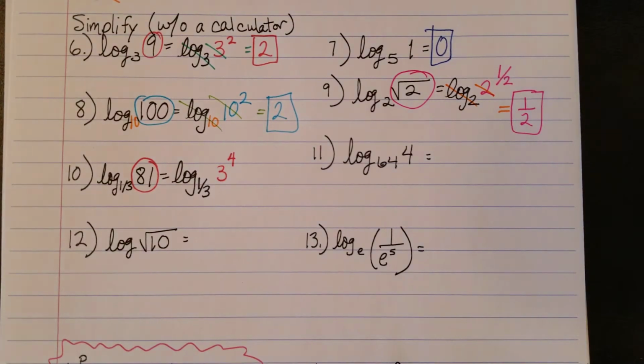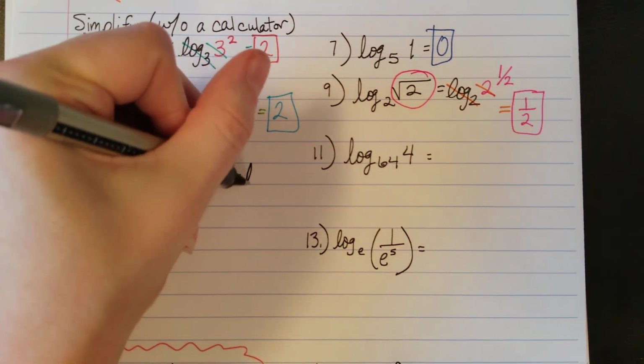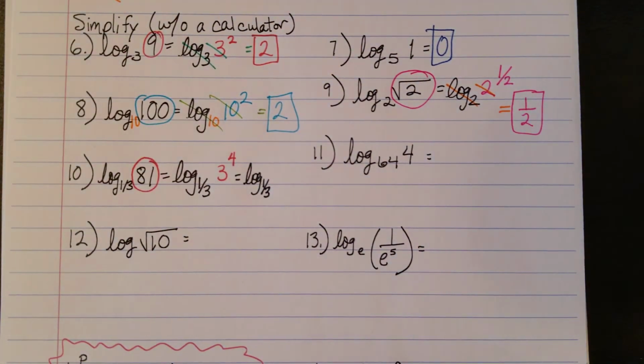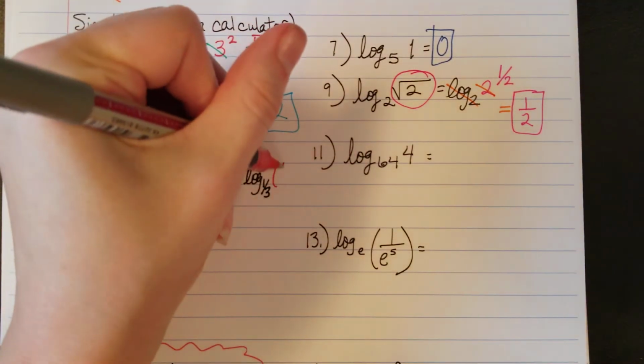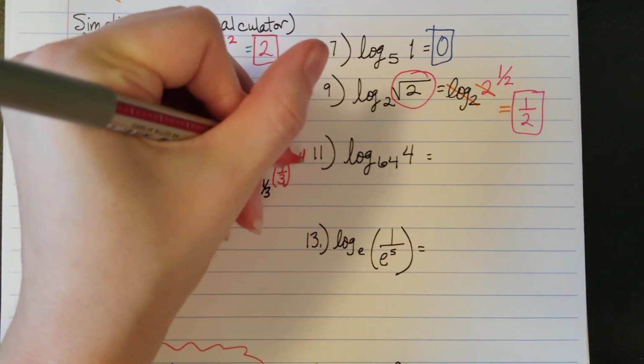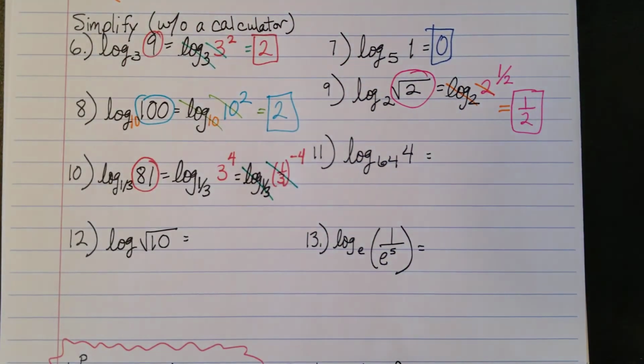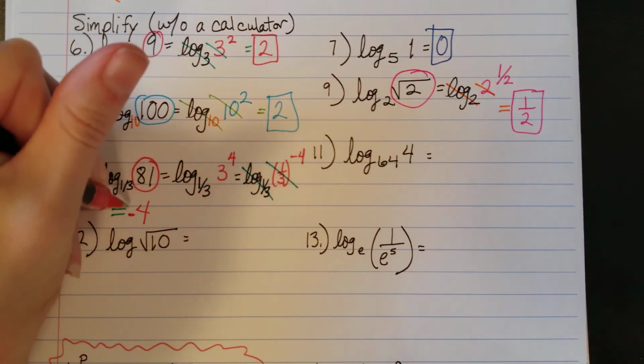But that's not quite what we need, because we need the base to be 1/3, not 3. So 1/3 is the reciprocal of 3. What can we do with exponents to get the reciprocal? Well, we can make the exponent negative. So 3 to the 4th is the same thing as 1/3 raised to the negative 4. And then we can just cancel out log base 1/3 and that 1/3, and our final answer is equal to negative 4.